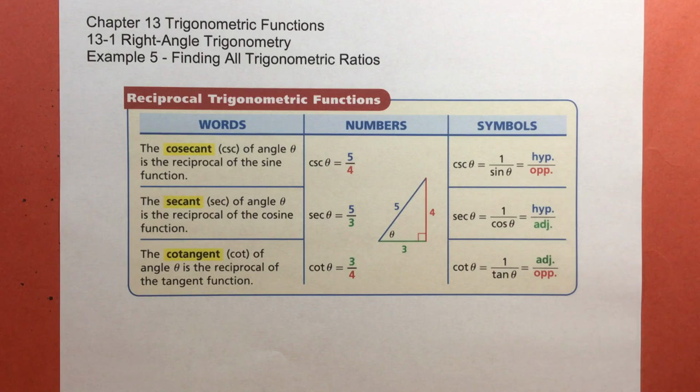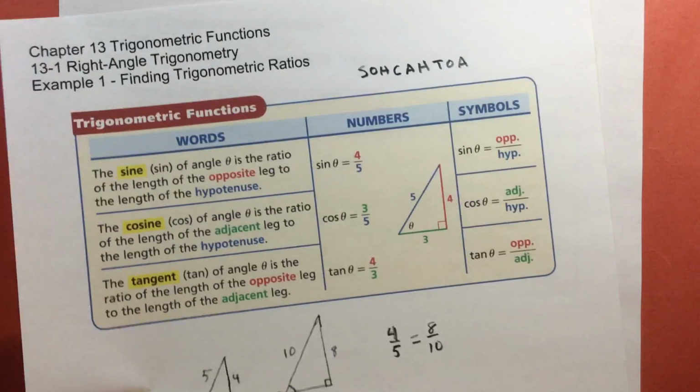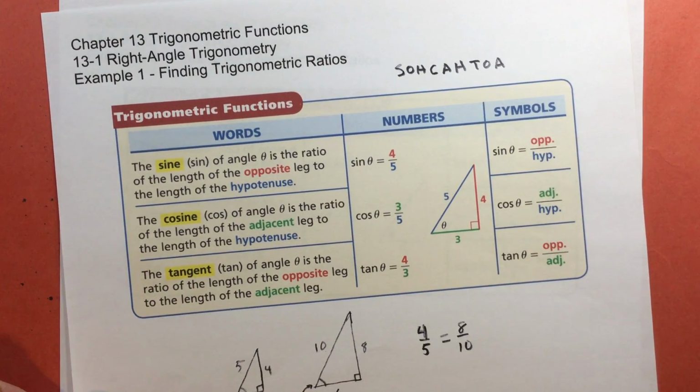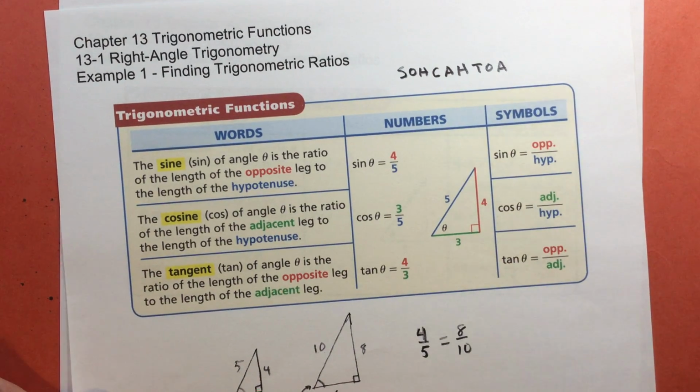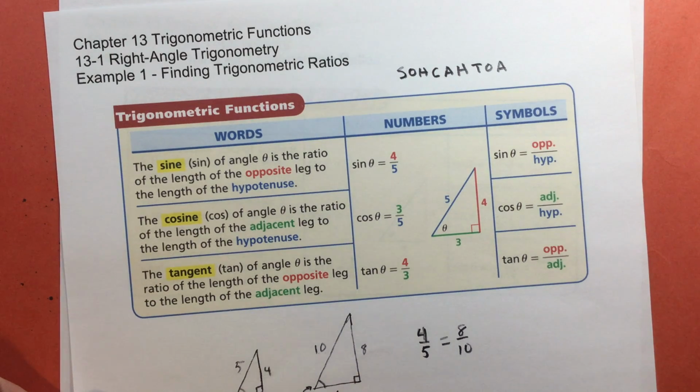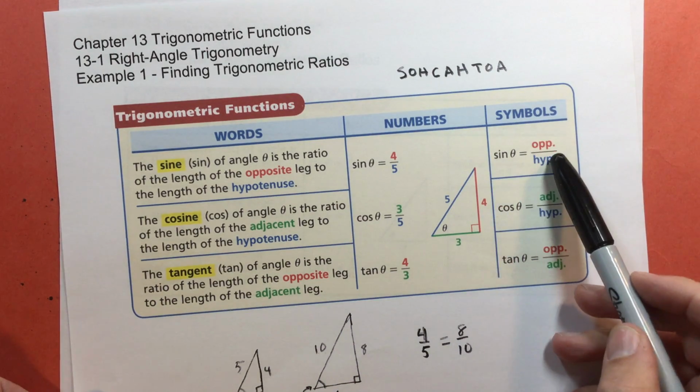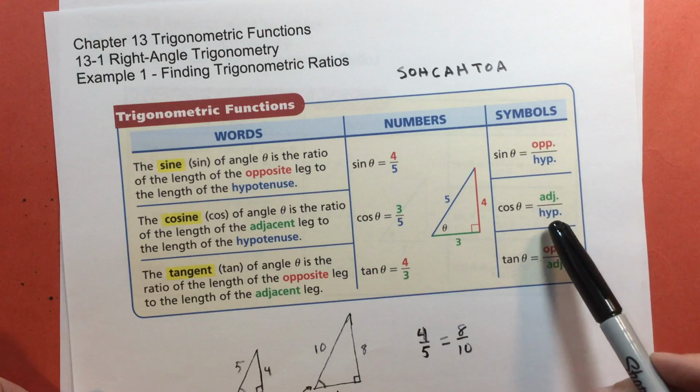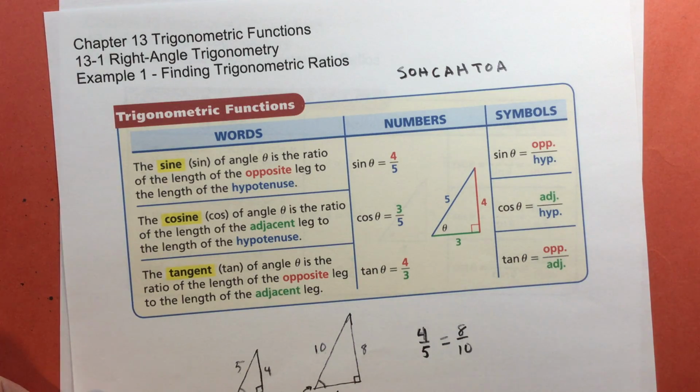13.1, right angle trigonometry. In an earlier video, when I showed you this paper, this is from example 1, we first introduced the idea of the trigonometric ratios, SOHCAHTOA. Sine is the opposite over hypotenuse, cosine is adjacent over hypotenuse, tangent is opposite over adjacent.